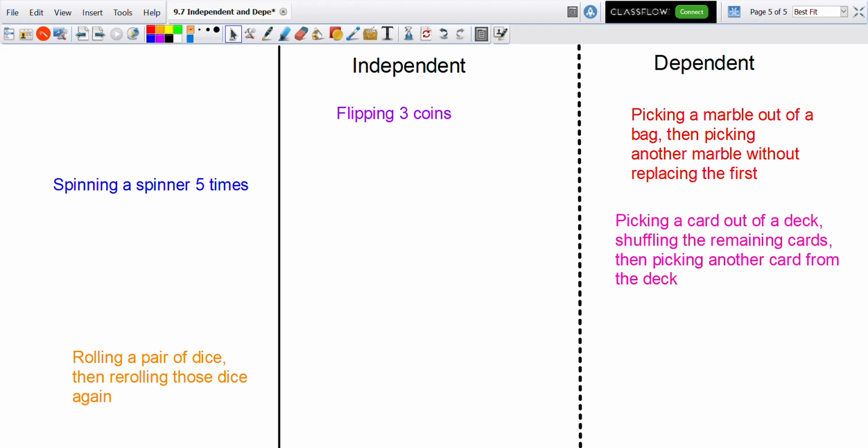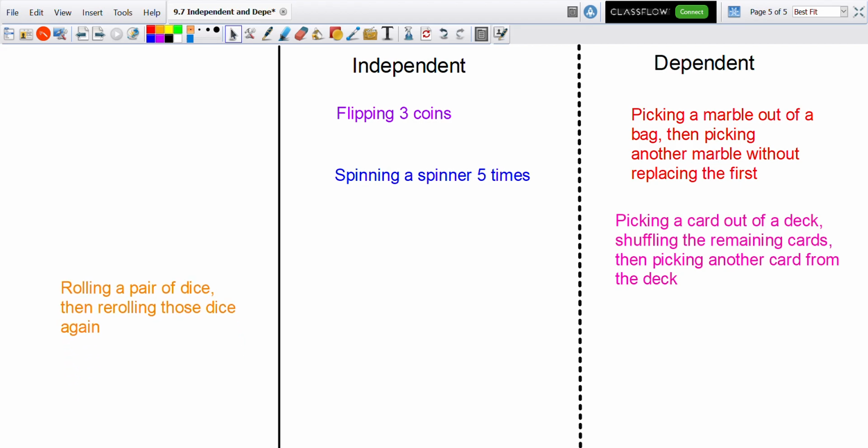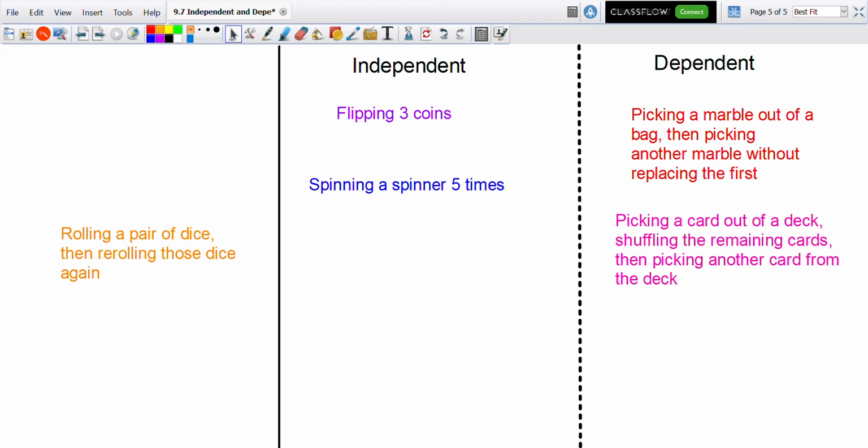Spinning a spinner 5 times. This is going to be independent. If I spin a spinner and it lands on red, the second time I spin the spinner, it's not going to change based on the fact that the first one is red. We could get red again. We can get any of the other outcomes just the same as the first event. So those events are not affected by each other.